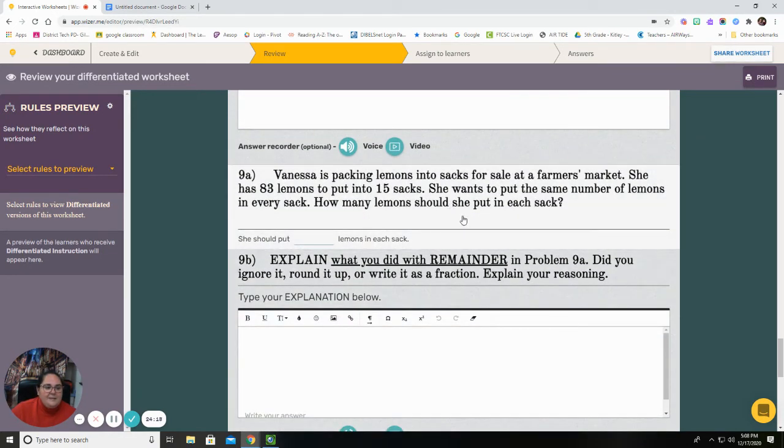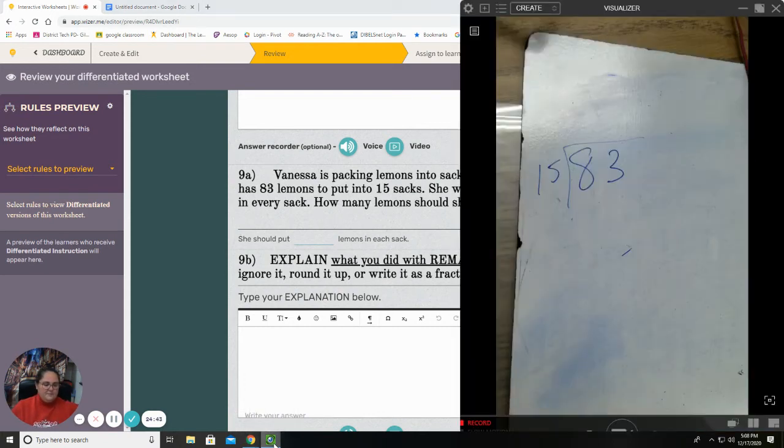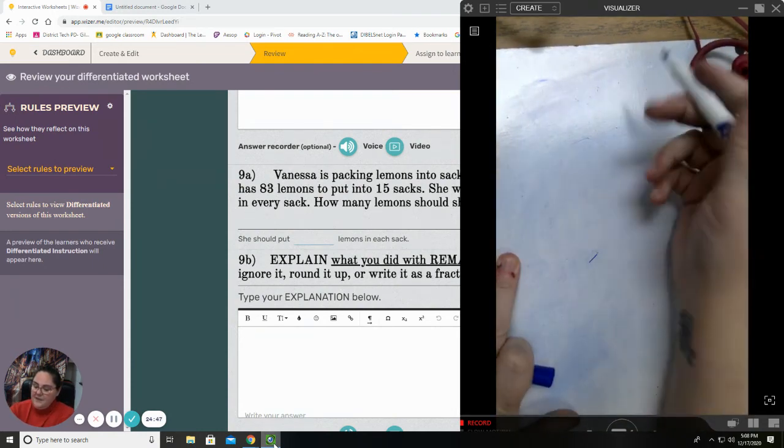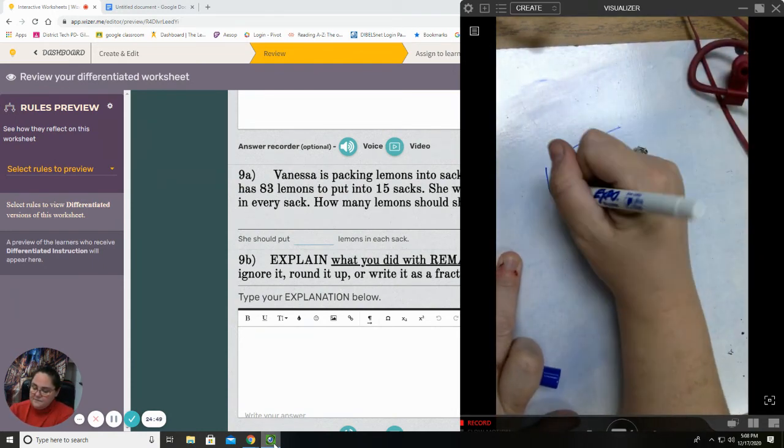Number 9. Vanessa is packing lemons into sacks for sale at the farmer's market. She has 83 lemons to put into 15 sacks. She wants to put the same number of lemons in each sack. How many lemons should she put in each sack? All right. That means I'm going to divide 83 by 15.